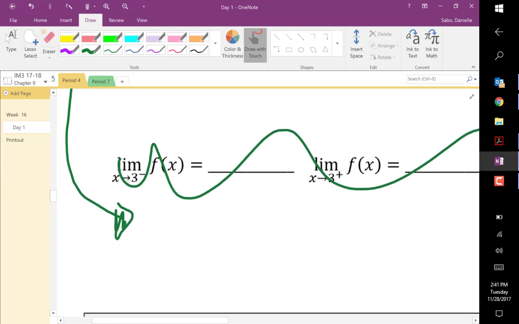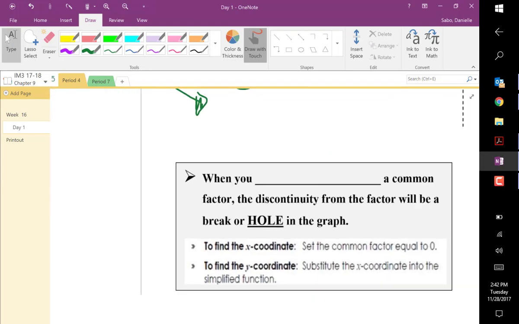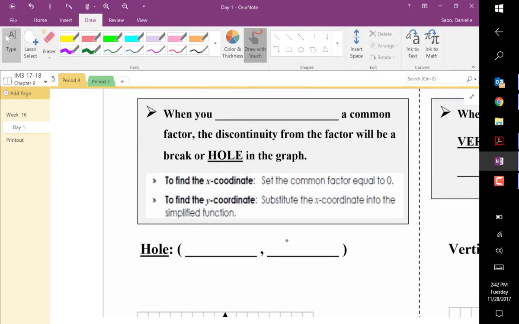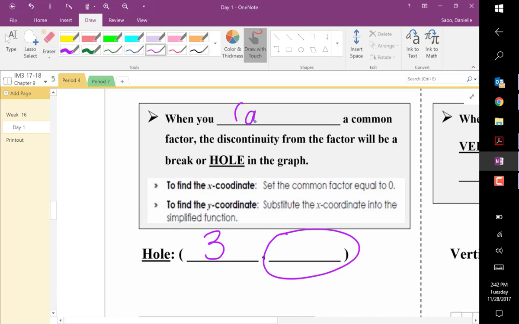Okay, so I'm going to have a hole at x equals 3. We're going to come back to this tomorrow, but I'm going to have a hole at 3, comma something. And we'll talk more about it tomorrow. I didn't want to overwhelm you, but I just want to tell you that if you cancel something, you have a hole. I'm going to put cancel here so you know.